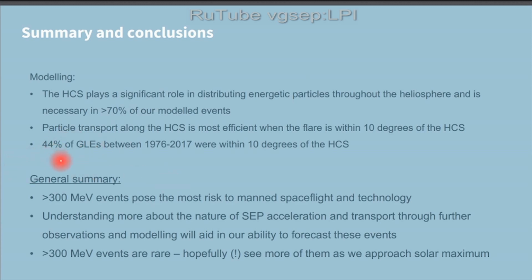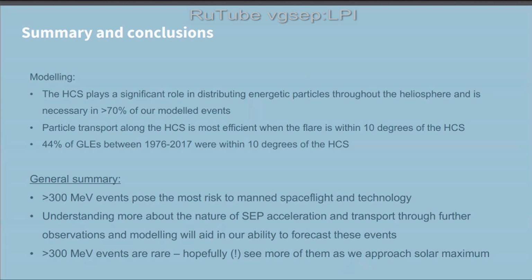So going back to that histogram, 44% of GLEs between 1976 and 2017 were within 10 degrees of the current sheet. More generally speaking about SEP events, events greater than 300 MeV pose the most risk to manned spaceflight and technology. So naturally, understanding more about the nature of SEP acceleration and transport through further observations and modelling will hopefully aid in our ability to improve forecasting of these events.